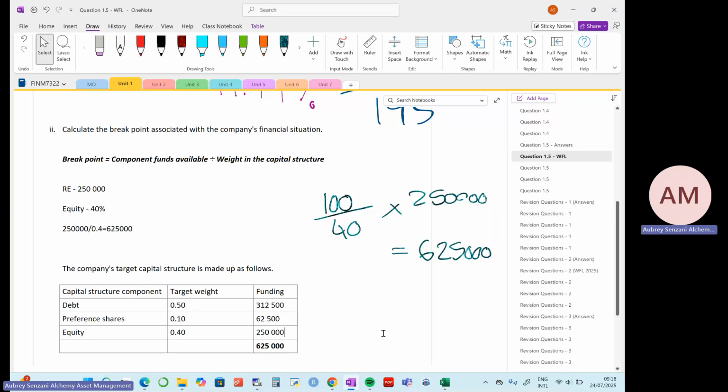So our breaking point, we're basically saying, if we do not take on any additional funding by means of either issuing new bonds or issuing new shares, this is the total funding that we can get. At this point and below, the cost of our funding, our WACC, is going to remain constant. But the moment we source 625,000 and R1 and more, our WACC is going to change, because when we borrow more money from FNB, they're also going to charge us. Can you see how that's going to increase our WACC?